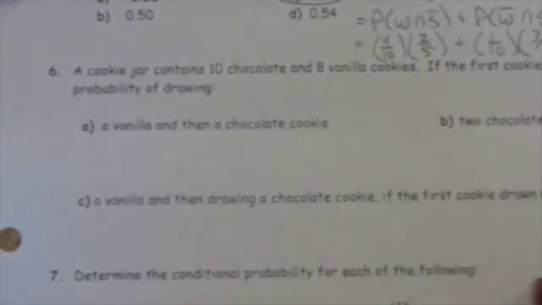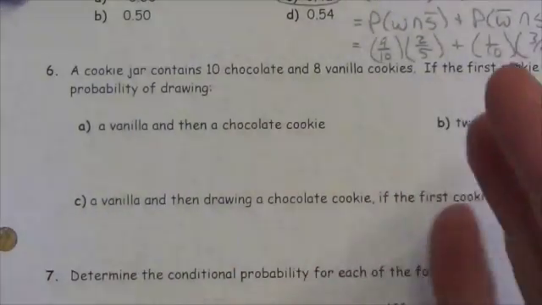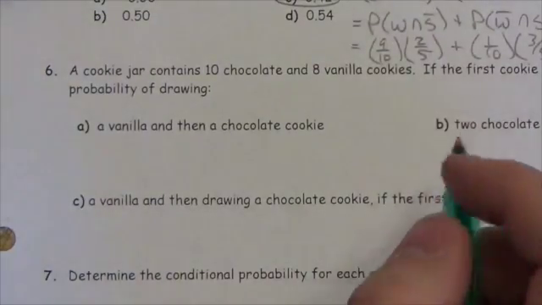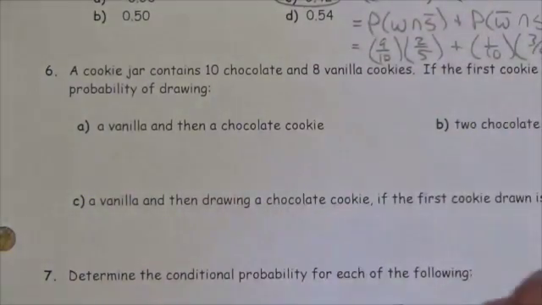C. A cookie jar contains 10 chocolate and 8 vanilla cookies. If the first cookie drawn is replaced, find the probability of the following. Okay, so here we go. The key to this one is, again, that first cookie is replaced. I don't know why you put the cookie back. Just eat the cookie. Anyway, it's not even sanitary, but let's assume that happened. A little kid reaches in, grabs it, drops the cookie back in, didn't want the vanilla.